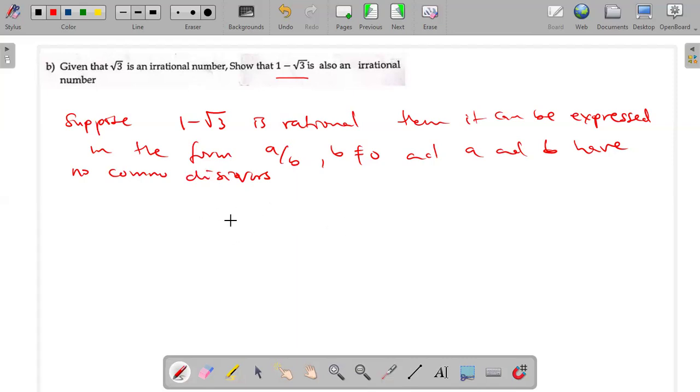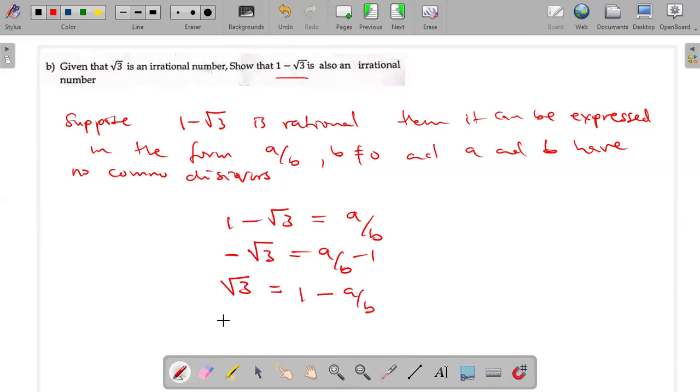So this means we're going to have 1 minus root 3 expressed in the form A over B. Now I take the other side, and it becomes negative. The additive inverse of positive 1 is negative 1. So we have negative root 3 equals A over B minus 1. Then I can multiply by the negative both sides, such that I have square root of 3 is equal to 1 minus A over B.